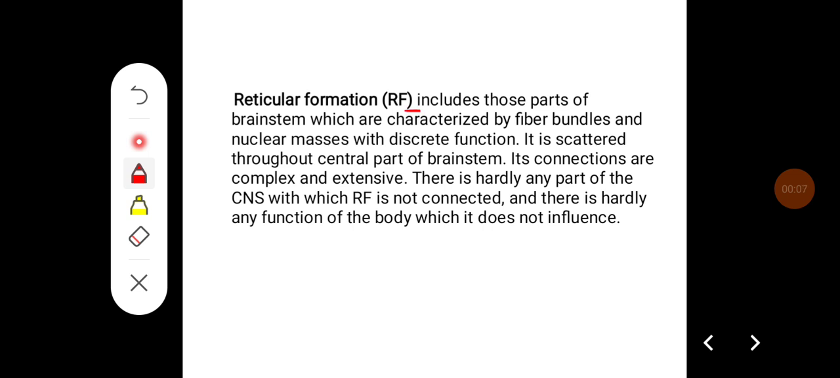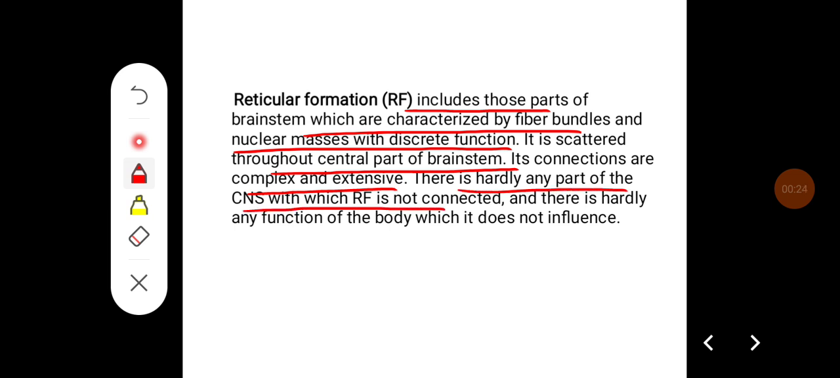Reticular formation includes those parts of brainstem which are characterized by fiber bundles and nuclear masses with discrete function. It is scattered throughout the central part of brainstem. Its connections are complex and extensive. There is hardly any part of the CNS with which the reticular formation is not connected, and there is hardly any function of the body which is not influenced by reticular formation.